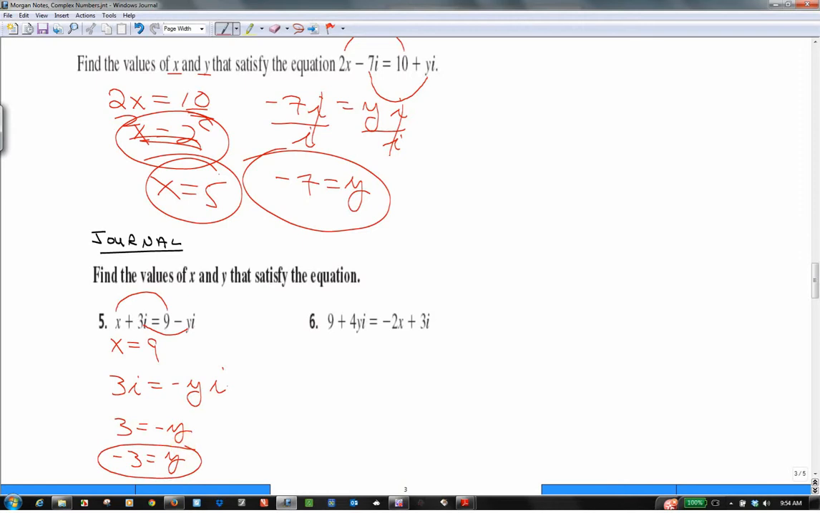On the other one, we have 9 would be equal to a negative 2x, so a negative 9 halves would be equal to x. On the imaginary portion, I get 4y is equal to 3i. So the 4y must be equal to 3. y must be equal to 3/4.